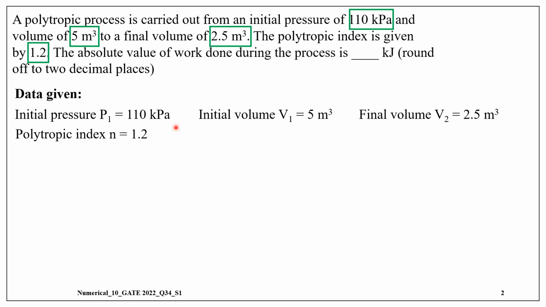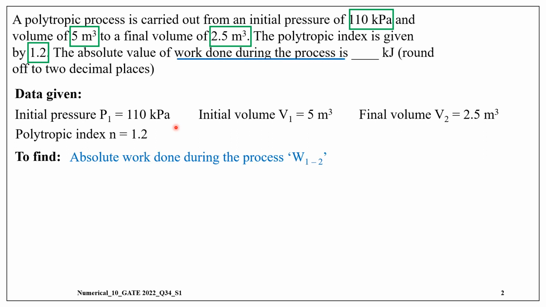The next step is to identify what quantity we need to calculate, that is, to find. We need to find out the absolute work done during the process, denoted as W1-2. Let's look at the solution now.